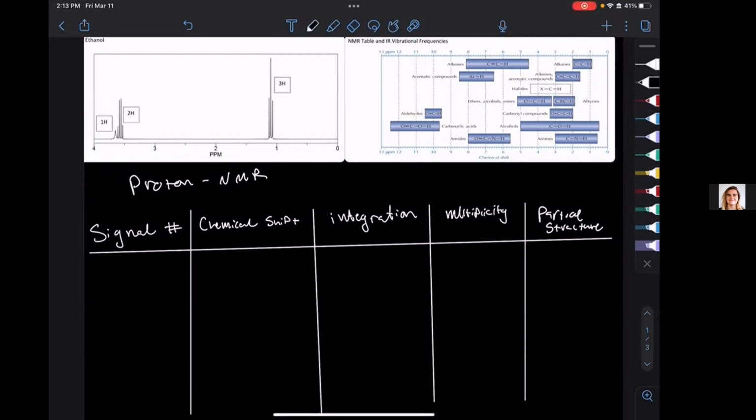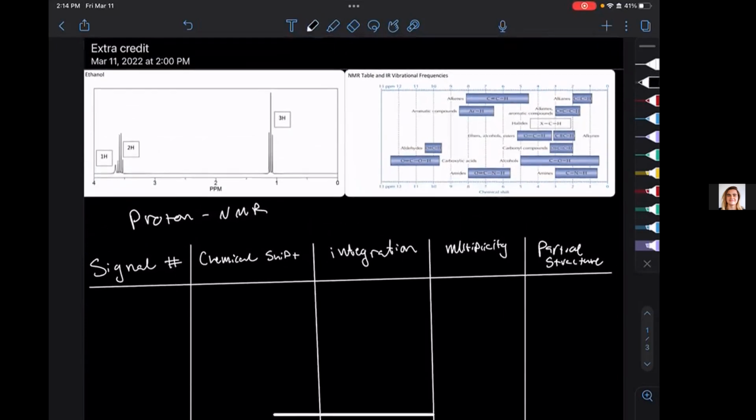And then the integration. That is usually going to be written right here, which is going to tell us how many hydrogens there are. The multiplicity is going to tell us how many neighboring hydrogens there are, and that can be seen through this kind of shape and then this kind of shape. And then finally, we're going to draw a partial structure based on what we know about where it is and what it looks like. So let's go ahead and get started.